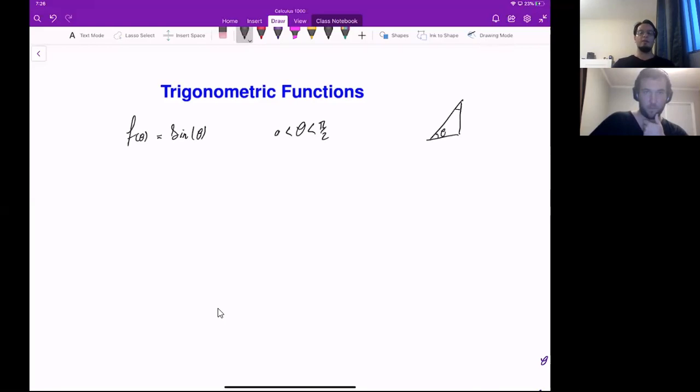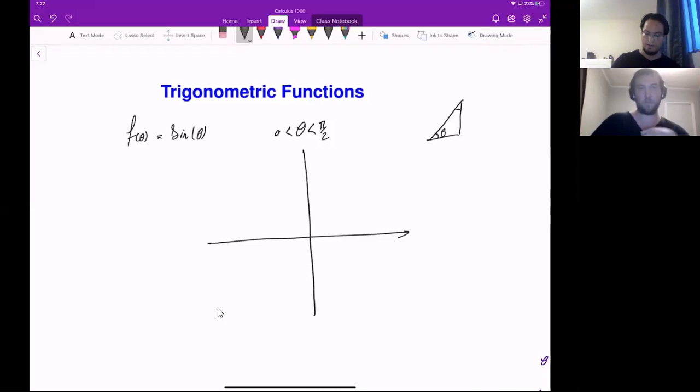We don't like this. We want something more general. We want to have functions, not just ratios. We want to have a function which is defined for all thetas. For this, we need to bring in this convention of the unit circle, or any circle. So you start there.